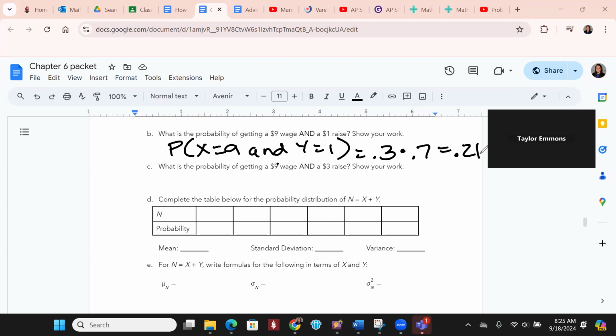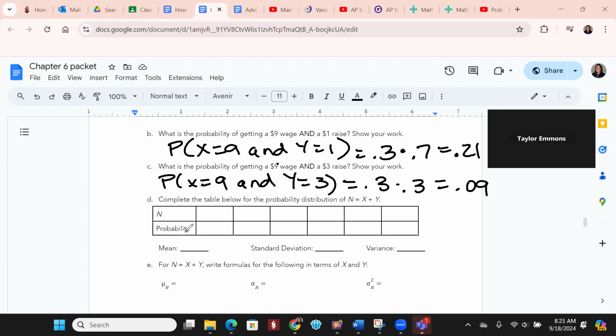Okay, what's the probability of getting a $9 wage and a $3 raise? Make sure that we use our notation. So probability of getting 9, 3. Probability of getting 3, 0.3. And that's going to be 0.09.